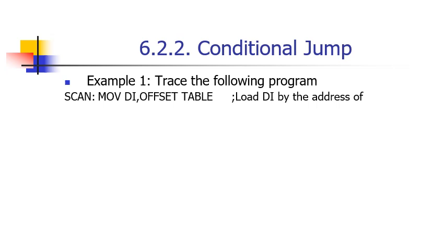Good. Let's trace another program. What is this instruction trying to do? Well, it takes the effective address, or the offset, of an array named table and places it into DI. So now DI points to the first entry of an array named table. How many elements does this array contain? We don't know yet. What are we trying to do? We'll see when we trace the rest of the program.